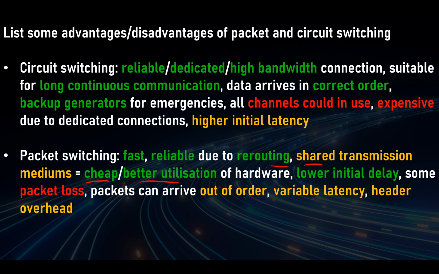Since it's connectionless, it has a lower initial delay. However, there's going to be some packet loss because maybe some of the routers are broken, or some of the cables are broken. It could also just be misconfiguration, where the routing table has become invalid, out of date. Packets can also arrive out of order, although with TCP we can fix that. Also variable latency: they're traveling different routes, so some arrive first and some arrive out of order. And also the overhead of the header, although as mentioned, the headers are relatively small, so that's probably not too much of an issue.